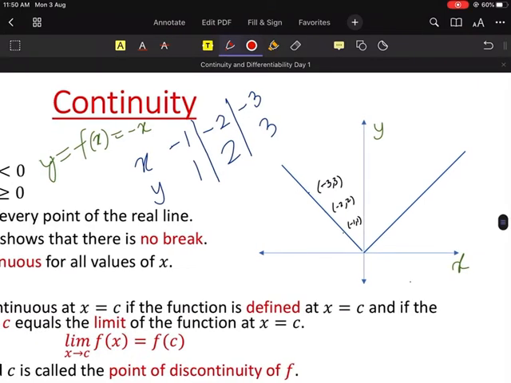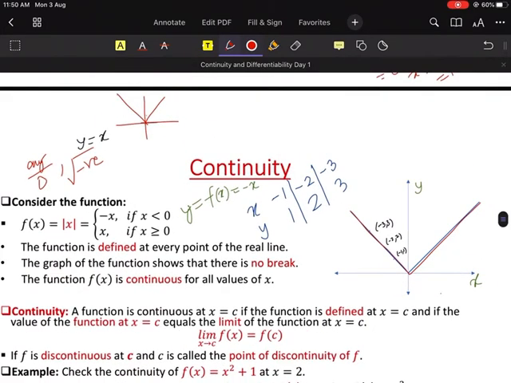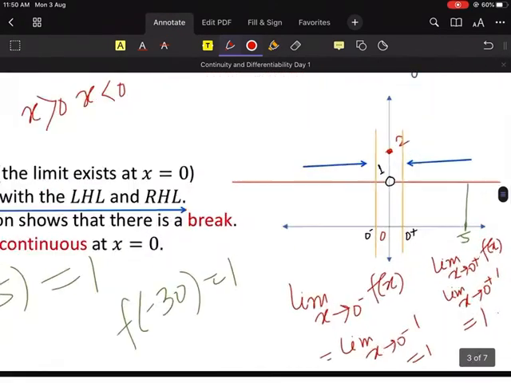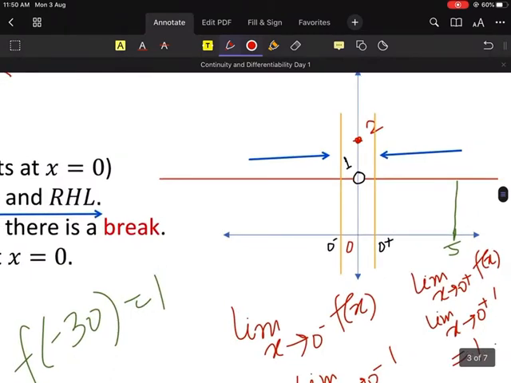Now, the graph of the function shows that there is no break. It's just a straight line like this. So I can draw this graph without lifting my pen. Okay, so we can say that the function f(x) is continuous for all values of x, since we can draw the graph without lifting the pen.